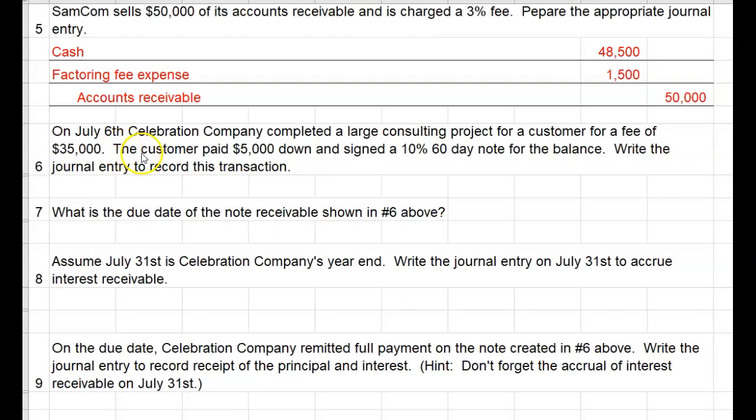The next 4 questions relate to the scenario set in number 6. On July 6th, Celebration Company completed a large consulting project for a customer for a fee of $35,000. The customer paid $5,000 down and on that date signed a 10% 60-day note for the balance due. Write the journal entry to record this transaction.